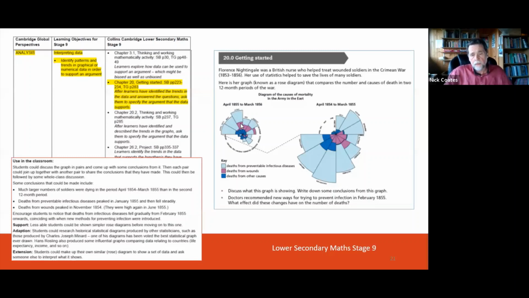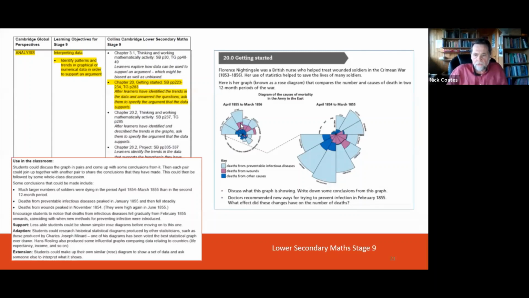Their activities are below, in the bullet points below the diagrams: discuss what this graph is showing, write down some conclusions from this graph, and then doctors recommended new ways for trying to prevent infection in February 1855.